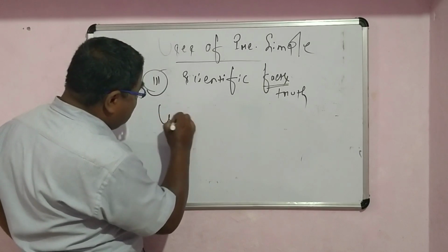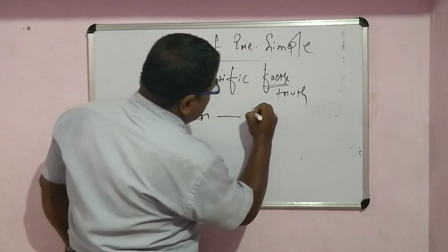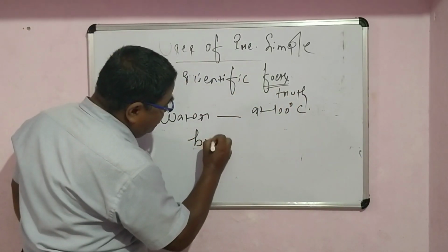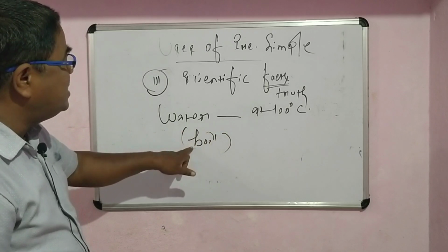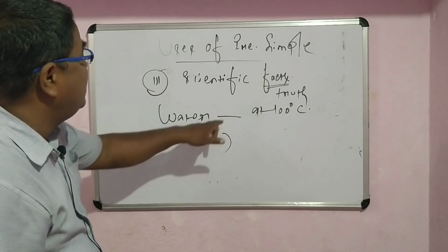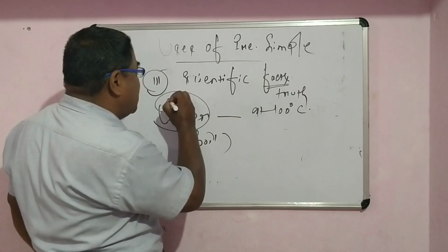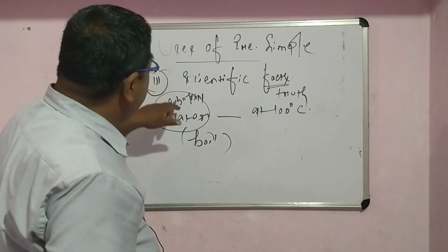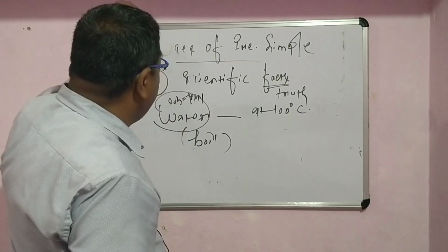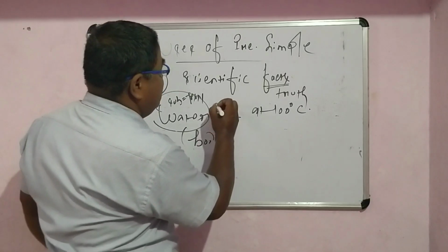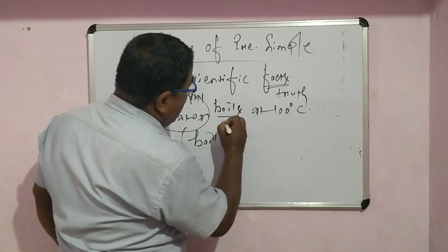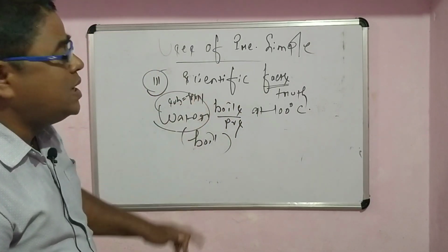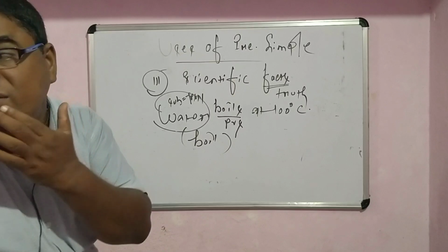If you say, water dash at 100 degrees Celsius, within the bracket suppose you have the word boil. Now the question requires that you use the correct tense form of the word boil in the blank space. So water is the subject, and water is in the third person singular number. Obviously, if the noun is in the third person singular number, you have to use S. That means the answer is boils, B-O-I-L-S. And boils is the present simple, because water is an uncountable noun in the third person singular number and the entire sentence refers to a scientific fact.